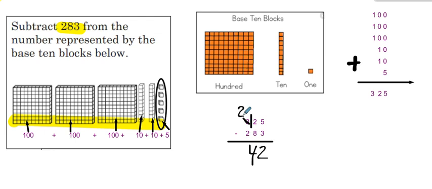And now I subtract the digits in the 100 place. 2 minus 2 equals what? 0. So based on that, what is 325 minus 283? Correct. The answer to this problem is 42. That is your answer.